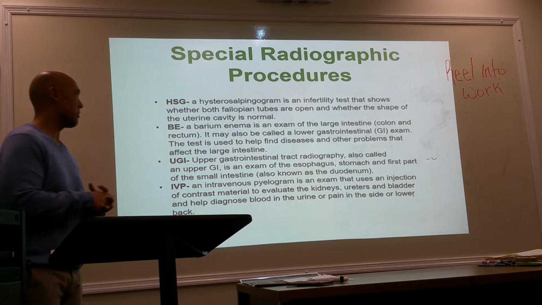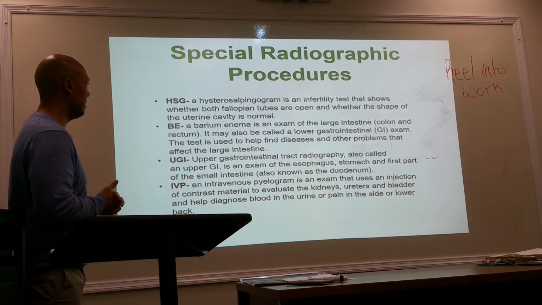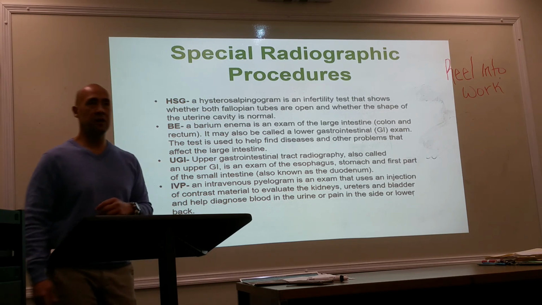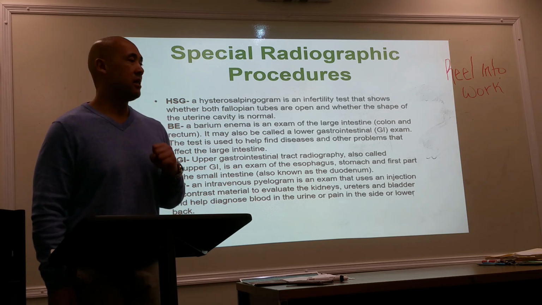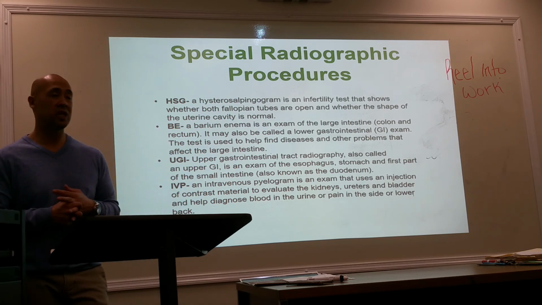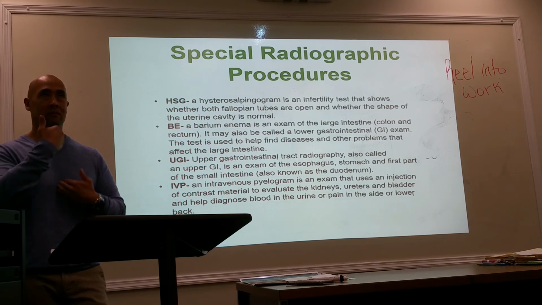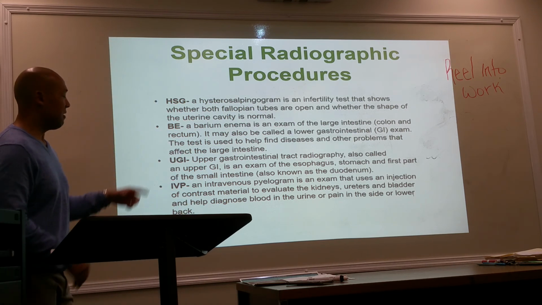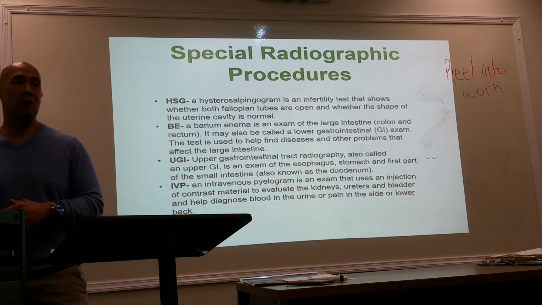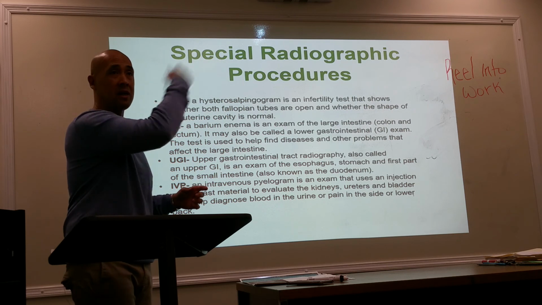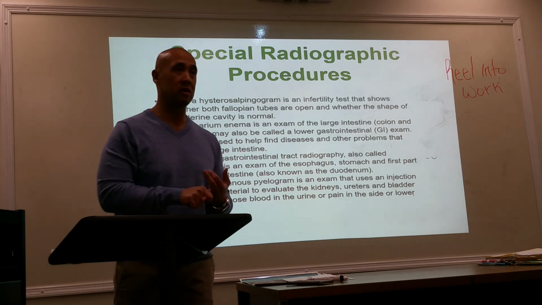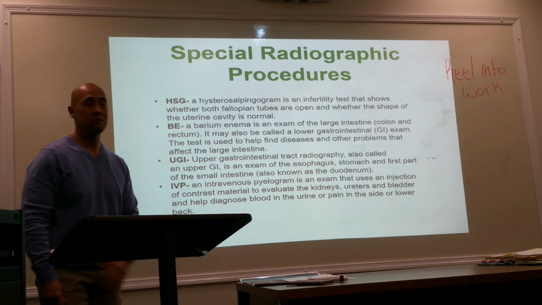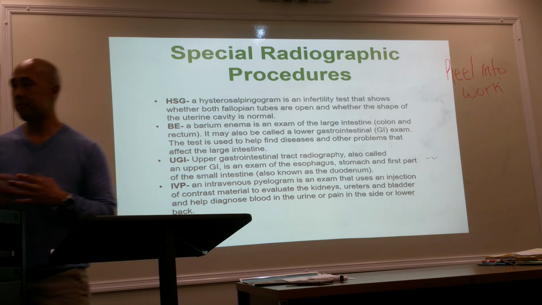Next one here is barium enema, BE. It's an exam to evaluate the large intestines with the use of barium. Upper GI also: the patient drinks barium. Here we are evaluating the esophagus, the stomach, part of the duodenum and possibly the jejunum. IVP stands for intravenous pyelogram. It may also be referred to as an IVU, intravenous urethrogram. IVU and IVP are used interchangeably.